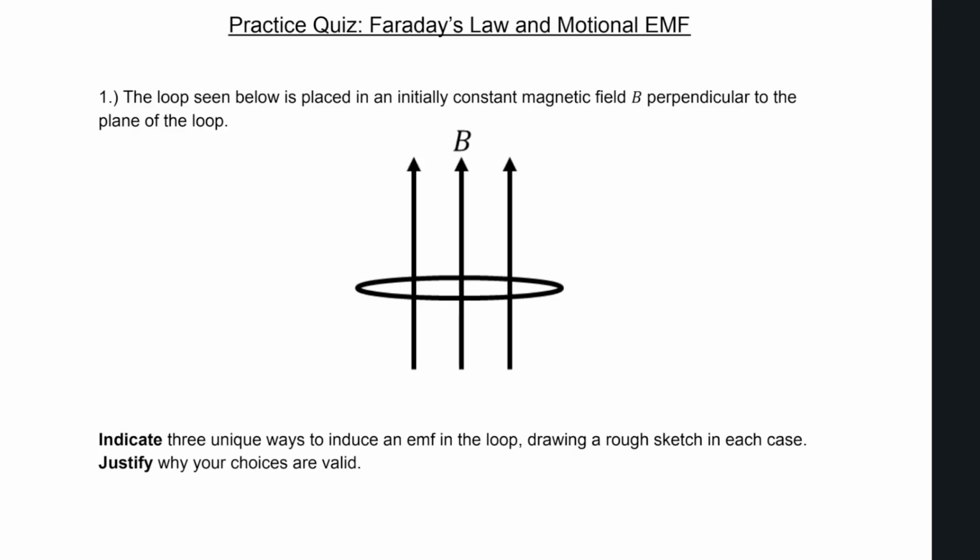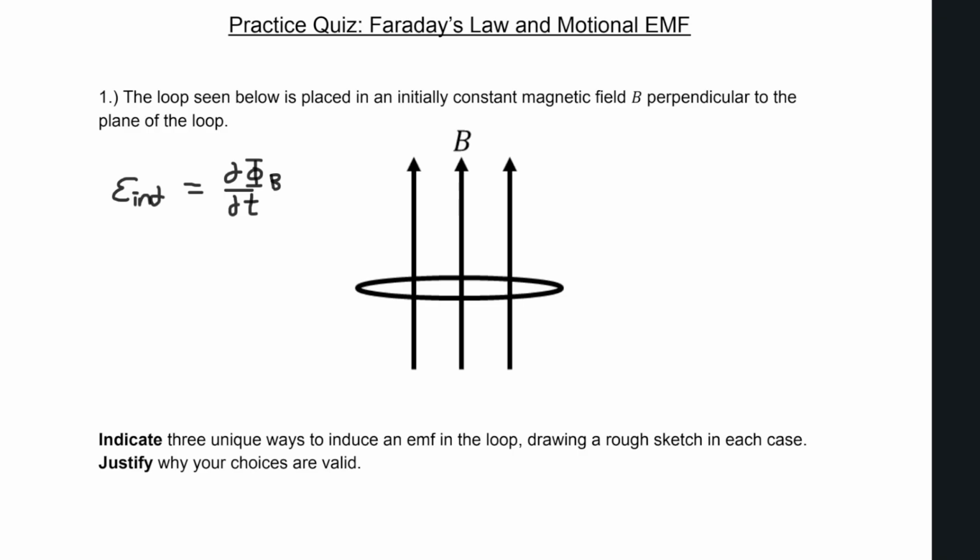So to begin, we're saying that we have a loop that's in a B field that's perpendicular to the loop's plane, and we want to figure out 3 unique changes that could induce an EMF in the loop, drawing sketches in each case. So first, we need to know how we actually induce EMFs. And as stated in Faraday's law, the induced EMF is equal to the change in flux through the loop. So anytime you have a magnetic flux change in your loop, you will get an EMF induced.